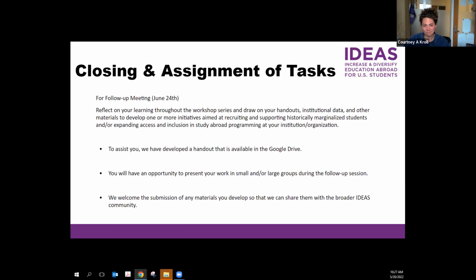What a great session. So it is my job to cue us up for the follow-up session, which is in about a month. We really hope that you will join us for this session. It's really an opportunity to reconnect and continue building community.